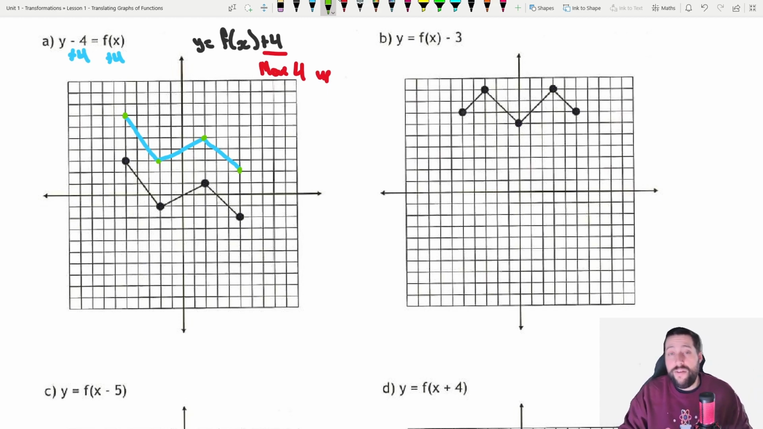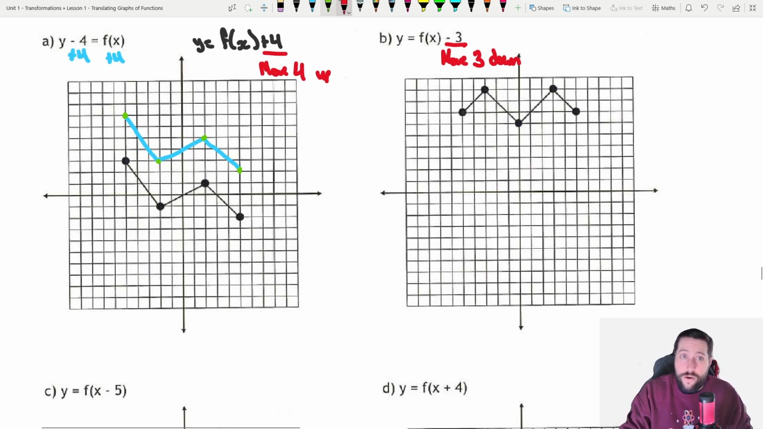Moving on to B. We have y is equal to f of x minus 3. What this means is we are going to move 3 down, because this is outside the bracket, so we will do exactly what it's telling us to do. So we will move 3 units down. When we connect the dots, that is this graph for moving it down 3 units. That's how k will affect these graphs.